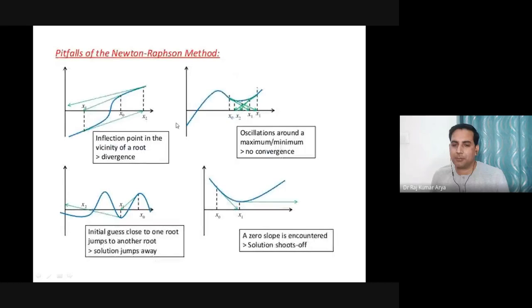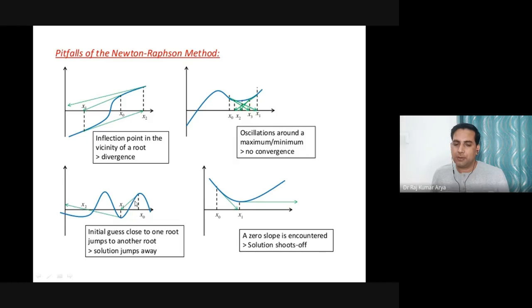Another type of these pitfalls, or you can say failures, we have already talked about. This is another condition here. We talked about this previously. You made this guess and now you are fixed between these two points, x2 and x3. It will keep on circulating here. So again there is no convergence. Same thing here also, in this particular case.